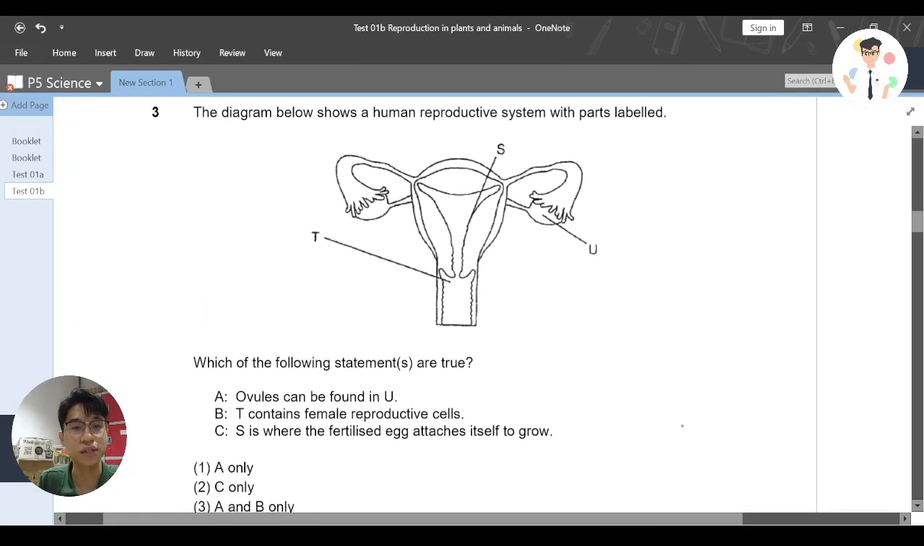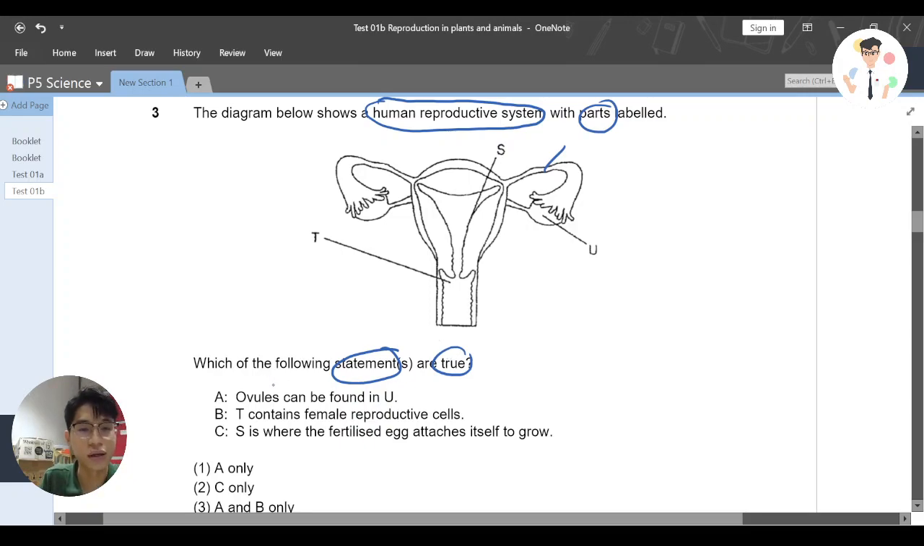Now, the next question says that the diagram below shows a human reproductive system. Again, circle and annotate the words human reproductive system with parts. With parts means that there are 4 parts that we mainly learn, right? Here, here, here, and we also learn about here, the fallopian tube. Okay, now let's look at here. Which of the following statements are true? Again, the word true.